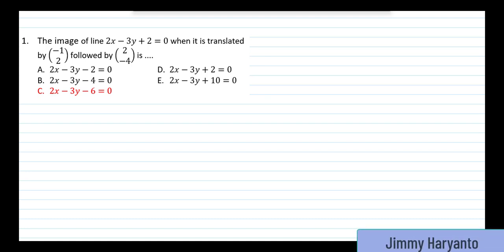Okay guys, this is the solution for your test. Number 1, the image of the line 2x minus 3y plus 2 equals 0 when it is translated. Okay, so we already read the word translate.